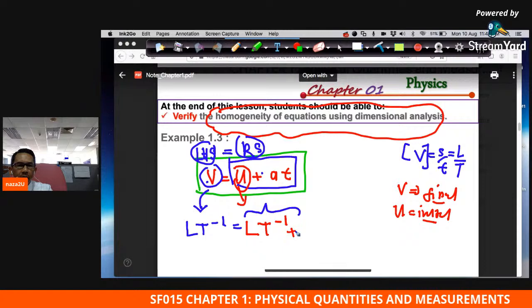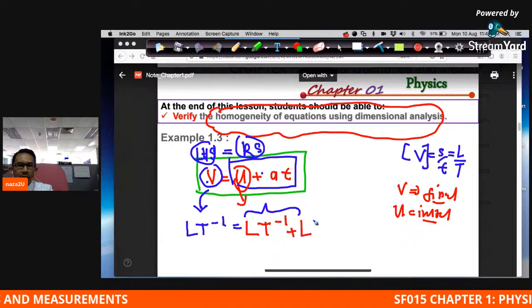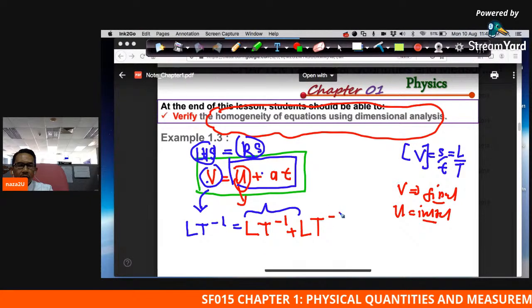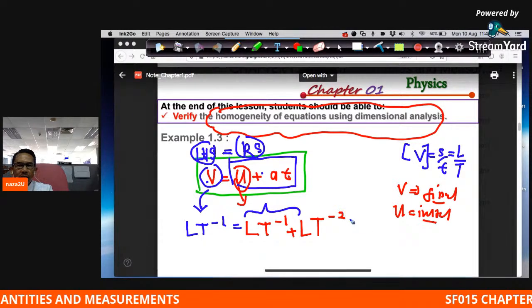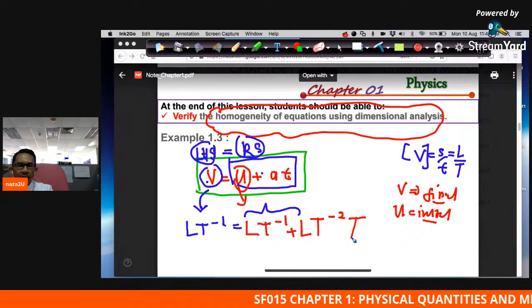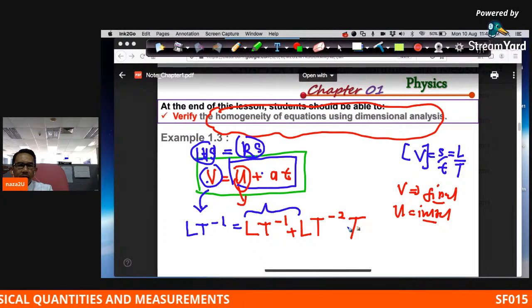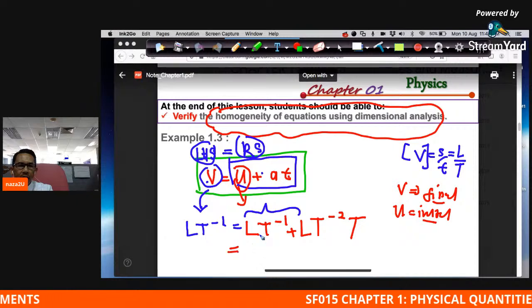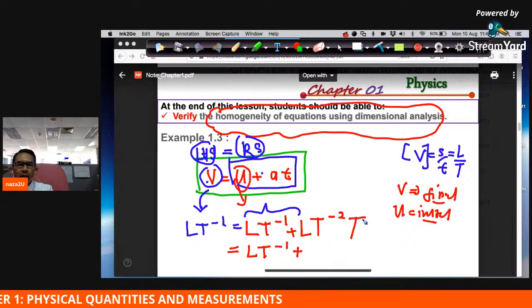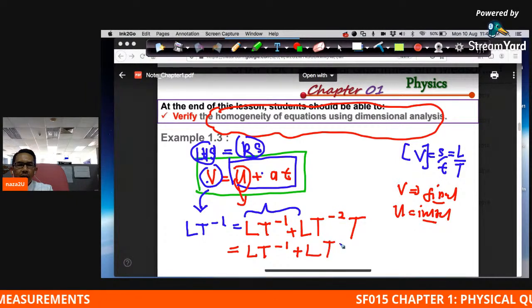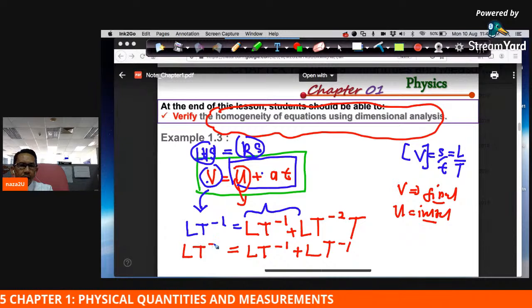So plus A is acceleration. So as I said, acceleration dimension is LT minus 2. And the time t dimension is the T. So now this is LT minus 1, LT minus 2 and time T. If you look at the equation here, we have LT minus 1 and this is LT minus 2 times T. This is LT minus 1. Okay? And the left side, we have LT minus 1.